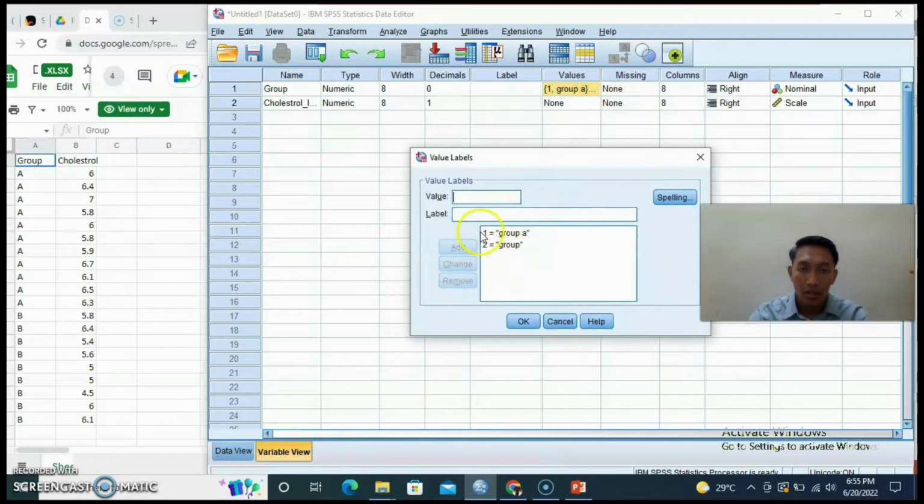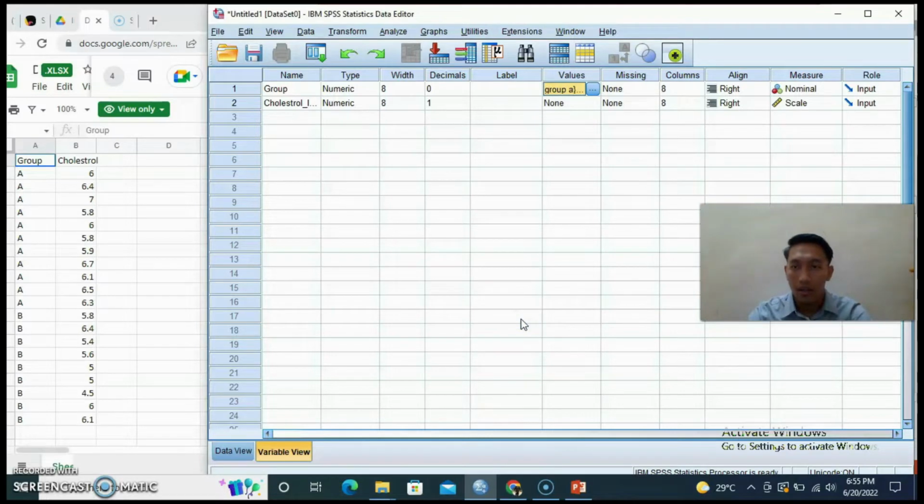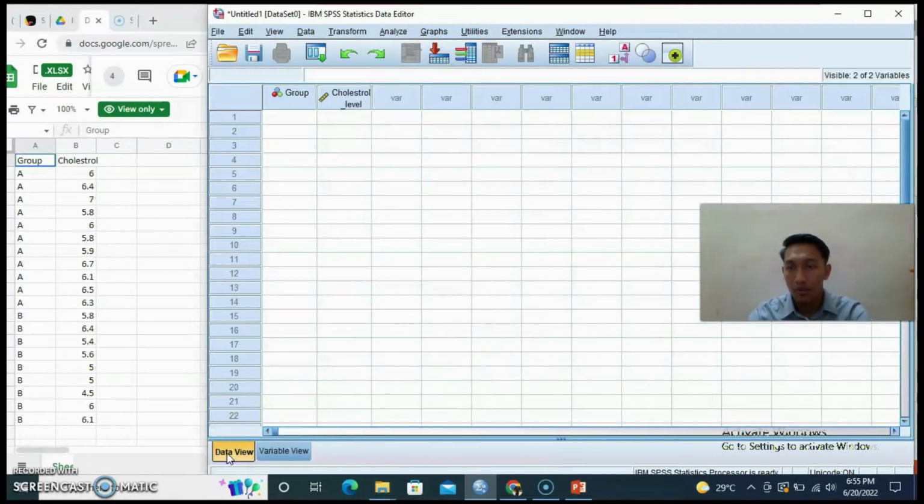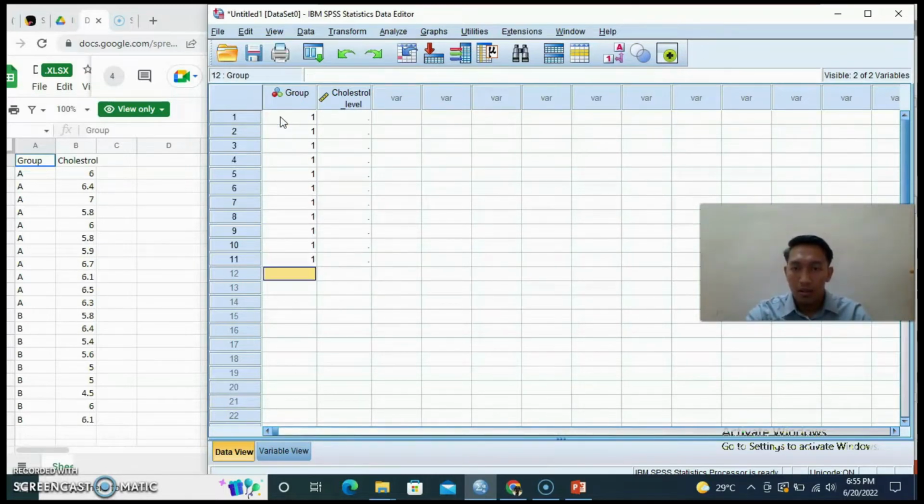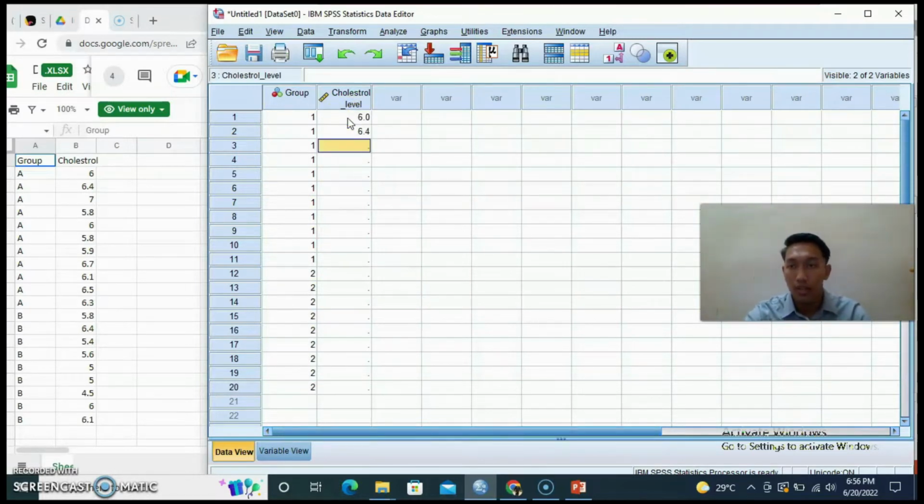This is my mistake. For the group, we need to put it back, group A and group B, then okay. So go to the data view. You need to put the data. For the cholesterol level, the first number is 6.4, you need to put the data.